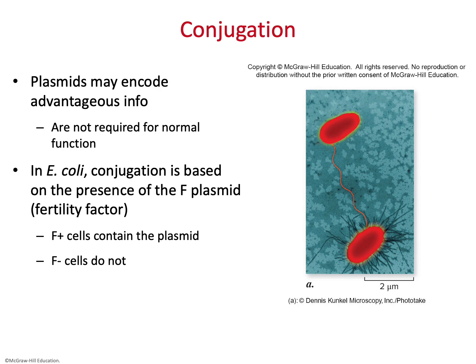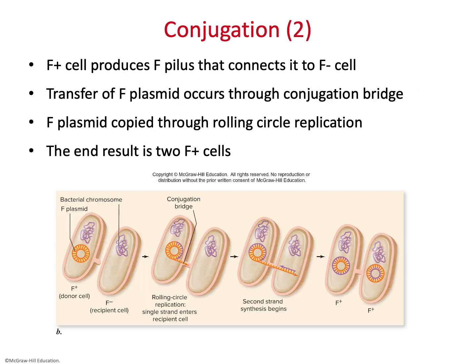The best known transmissible plasmid is called the F plasmid, also called a fertility factor. So we usually call it the F plasmid. You can see the cells that have the F plasmid are called F positive cells, and the ones that lack the F plasmid are called F negative cells. When we look at how the F plasmid is transferred, it is actually quite complicated.